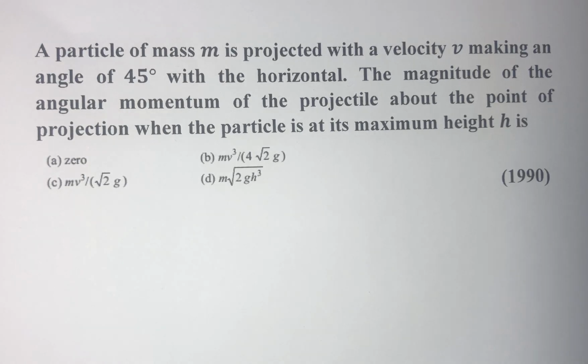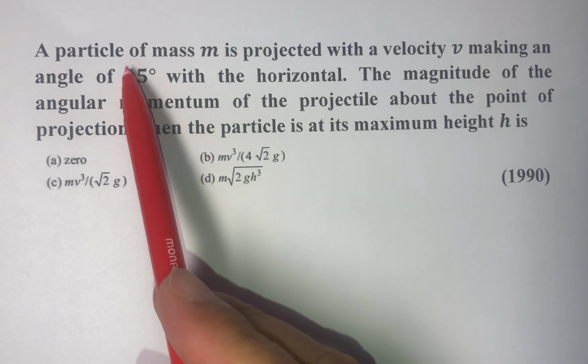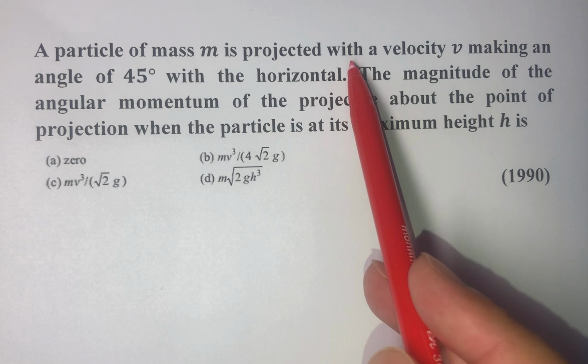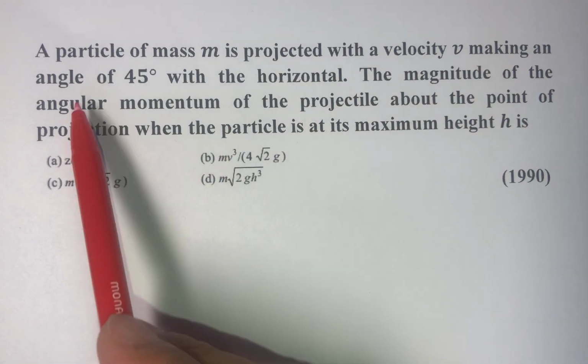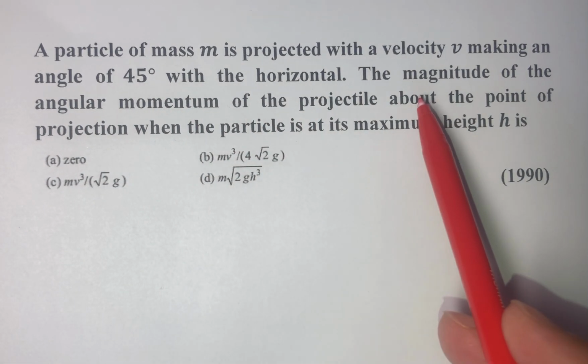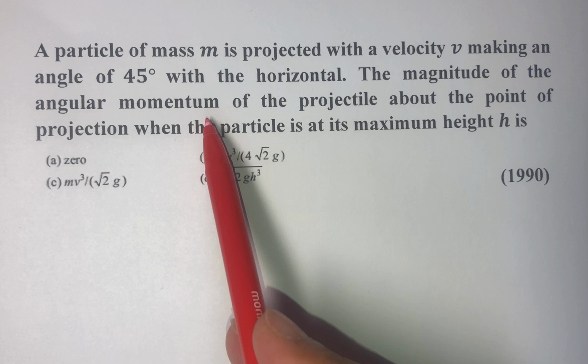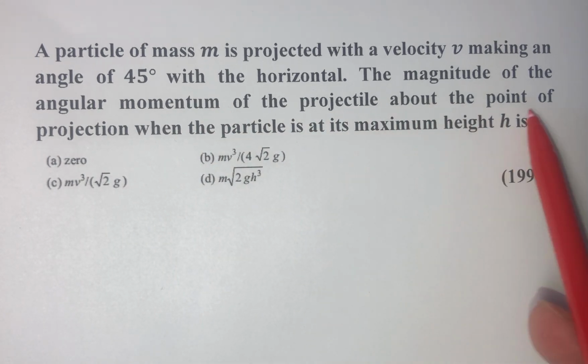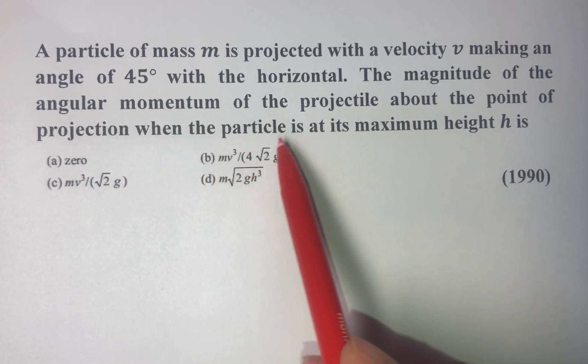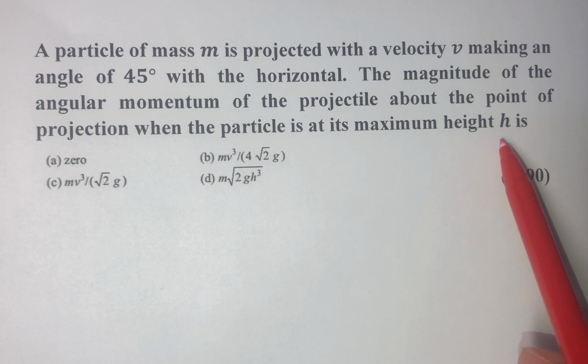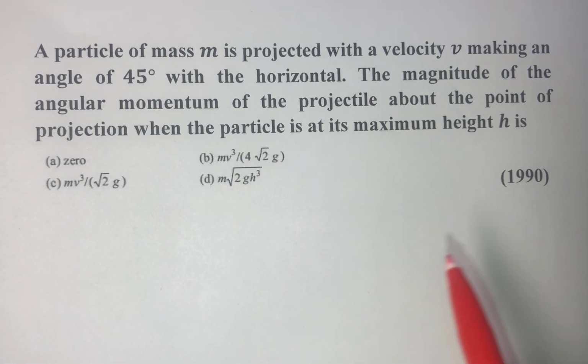Hello friends, in today's question, a particle of mass m is projected with a velocity v making an angle of 45 degrees with the horizontal. The magnitude of the angular momentum of the projectile about the point of projection when the particle is at its maximum height h is. So these are four options.